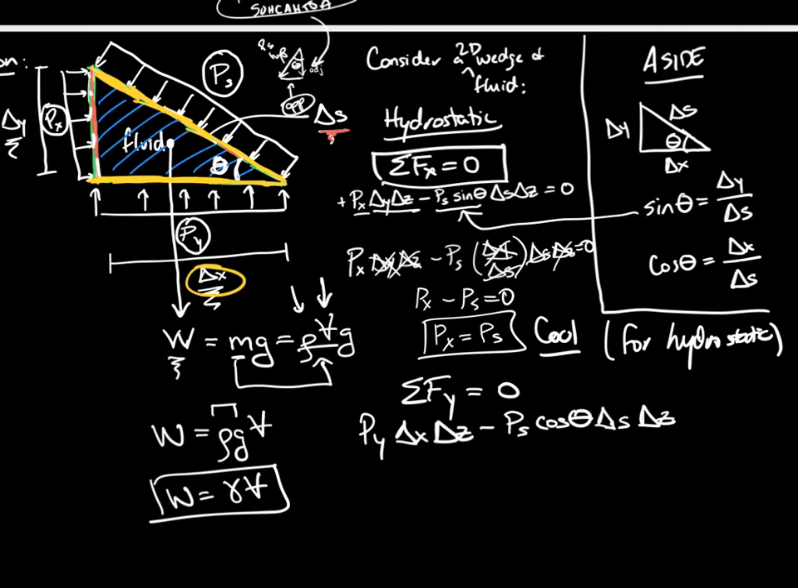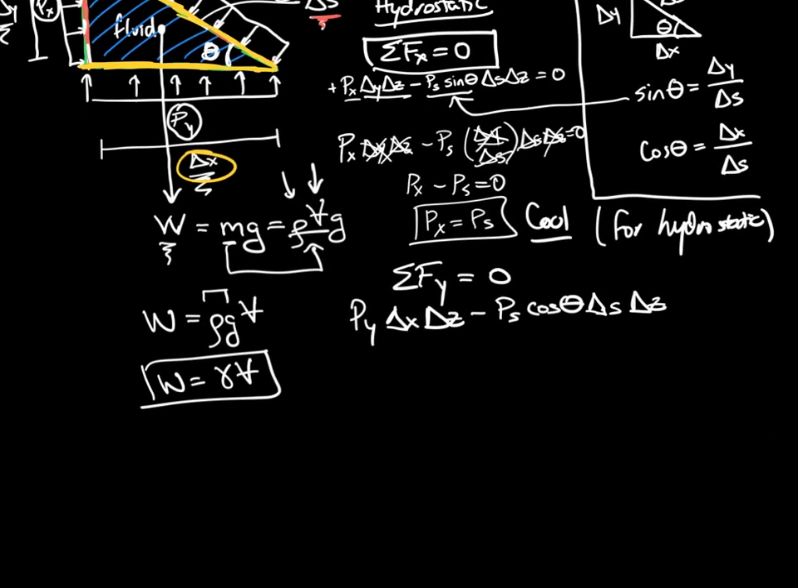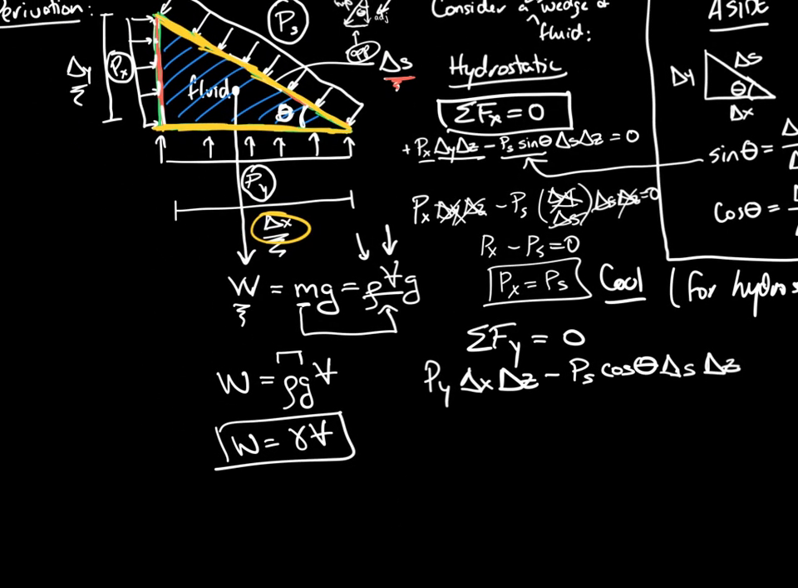So that's weight per volume times volume, which I think makes sense. What we're going to do here is, in this case, the volume is a half triangle prism. So it is going to be this area times the width. So the weight equals gamma. Now I need the volume.